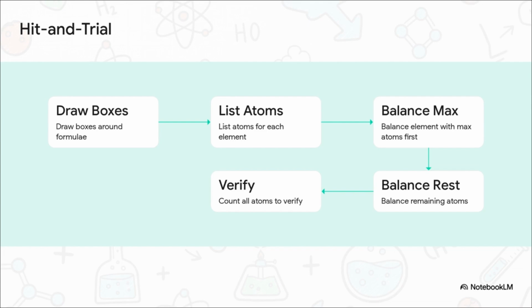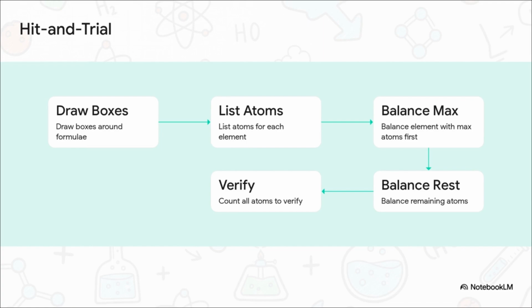Step 2, let's list the atoms. We've got 1 Fe on the left, but 3 on the right. 2 hydrogens on the left, 2 on the right. 1 oxygen on the left, but 4 on the right. So, clearly unbalanced. Step 3 is the trick. Always start balancing with the compound that contains the maximum number of atoms. Here, that's Fe3O4, and specifically, we're going to target its oxygen. To balance those 4 oxygens on the right, we simply put a coefficient of 4 in front of the H2O on the left side. Okay, oxygen is fixed, but wait, step 4.